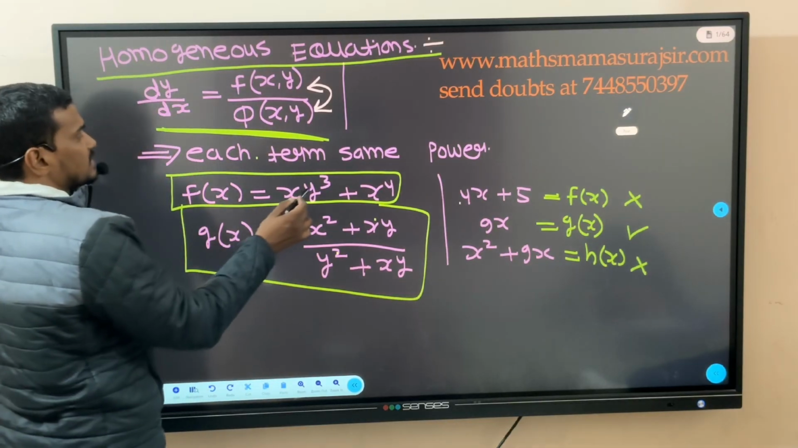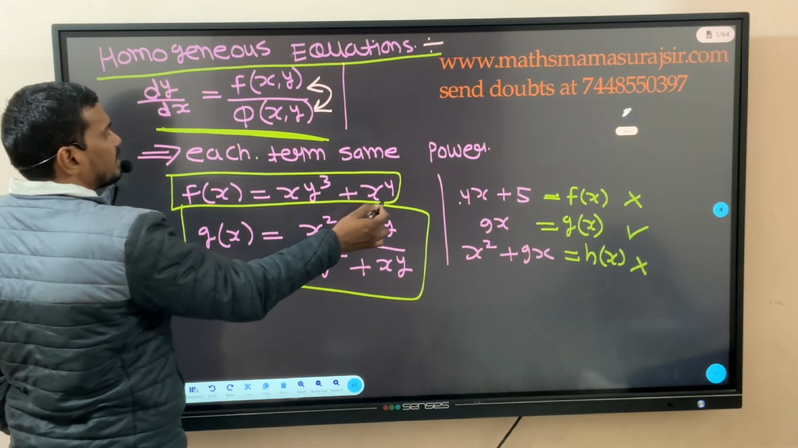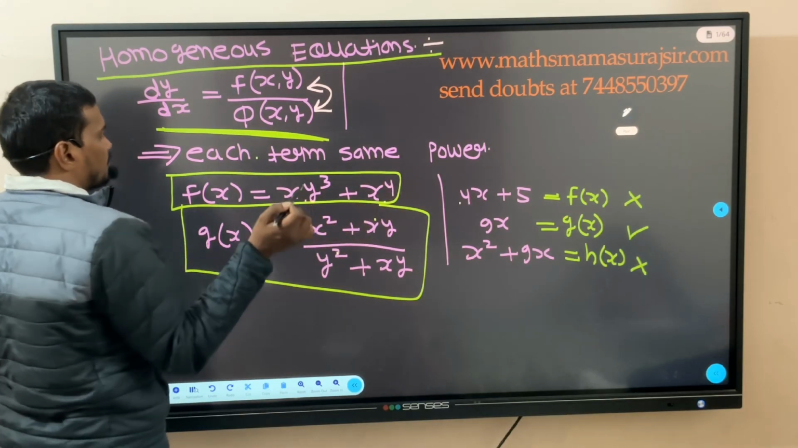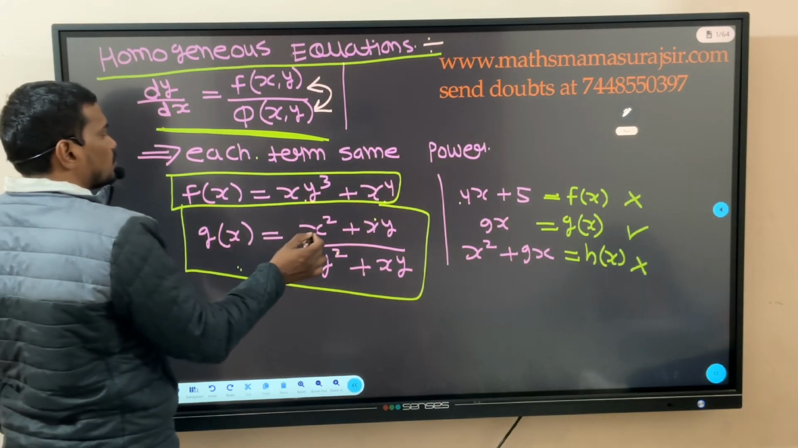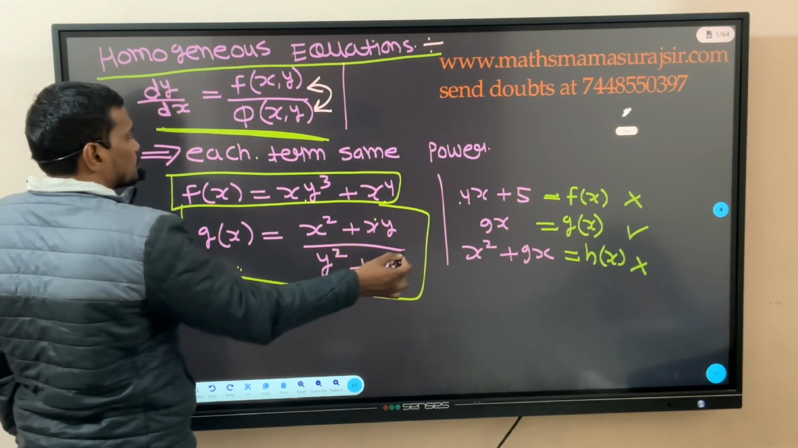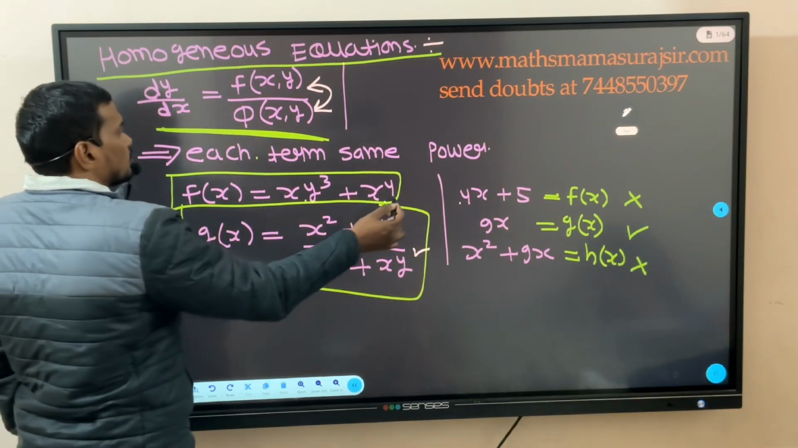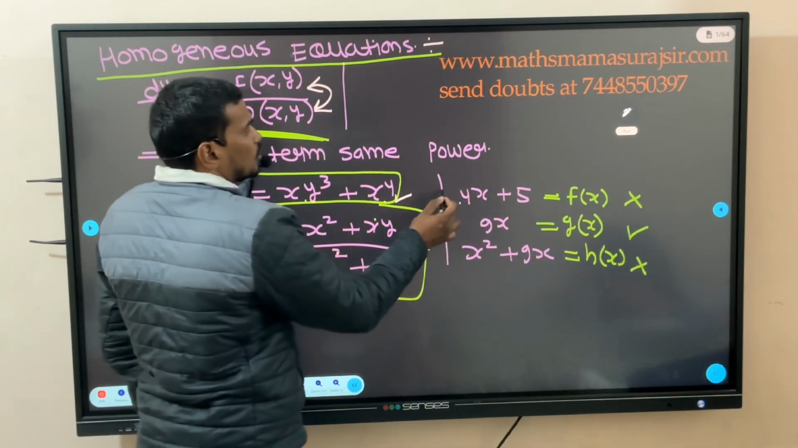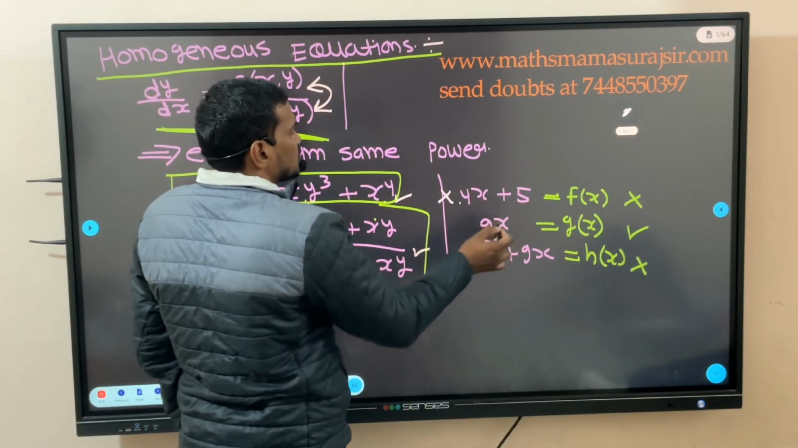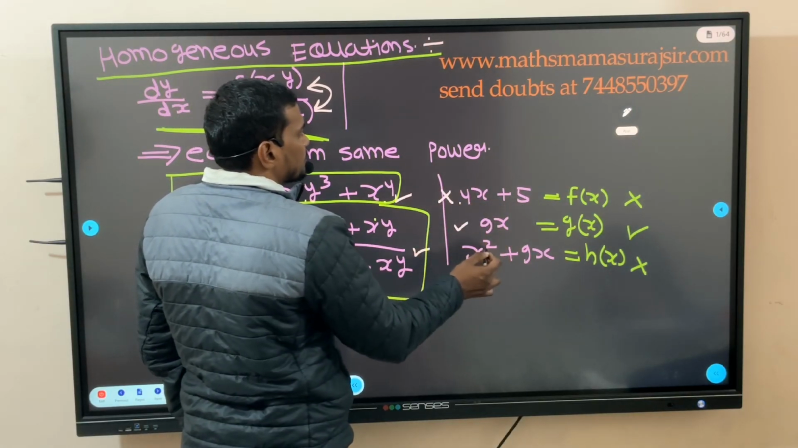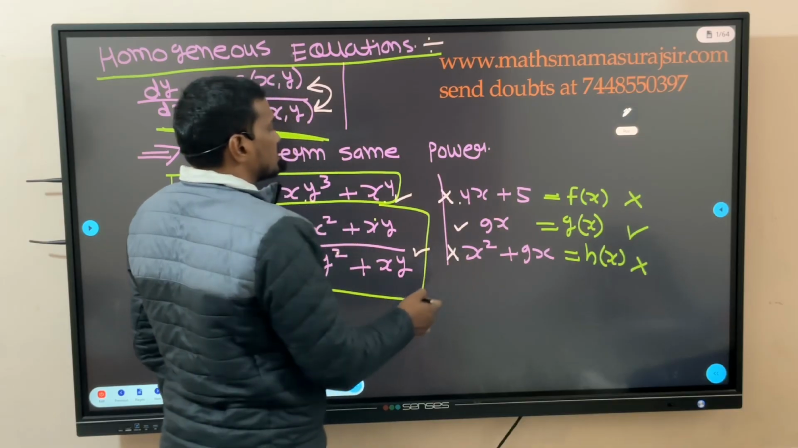f of x is xy cube plus x power 4. Here the degree is 4, here also power 4. g of x, here power 2, power 2, power 2, power 2. So this is homogeneous. This is also homogeneous. This is not homogeneous. Power 1, power 0. This is power 1, homogeneous. Power 2, power 1, not homogeneous.